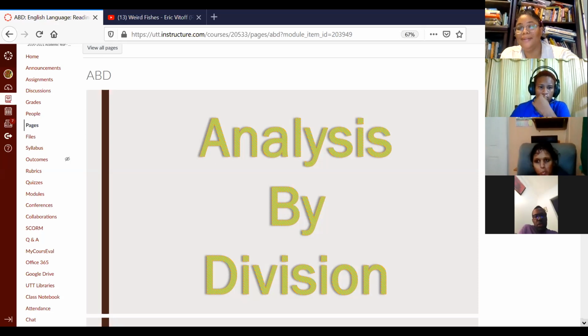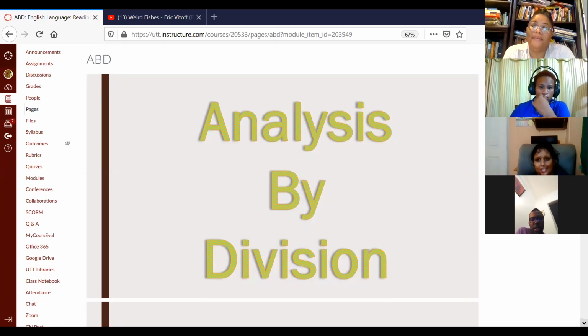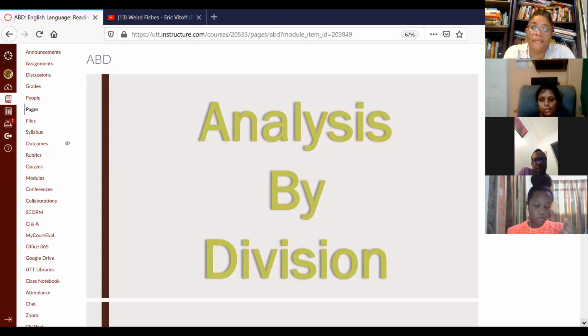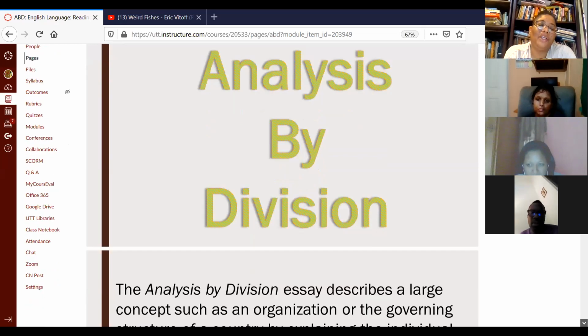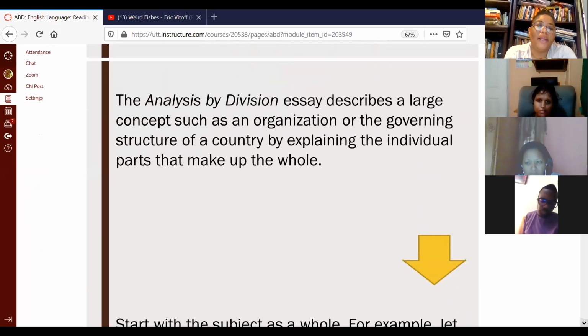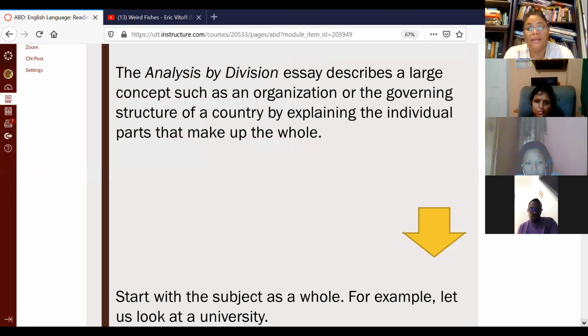It's kind of in the title. Analysis by division. Yeah, so you divide the smaller parts. You break it down into the smaller parts, and then you analyze the smaller parts. Yes, right? So really analysis by division is where you take the large unit, break it down into its 3 biggest sections, and explain each section so that you could then explain how the entire thing works, right?